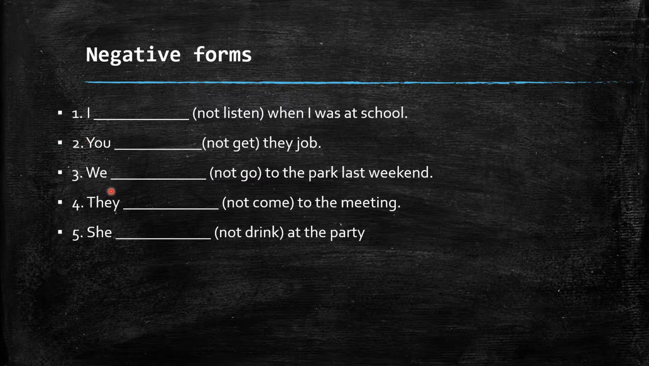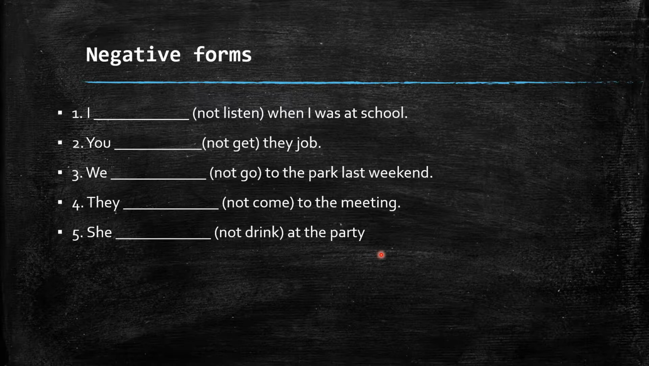And the pattern continues. We not go to the park last weekend. We didn't go to the park last weekend. Number 4, they not come to the meeting. They didn't come to the meeting. And the last one, she didn't drink at the party.